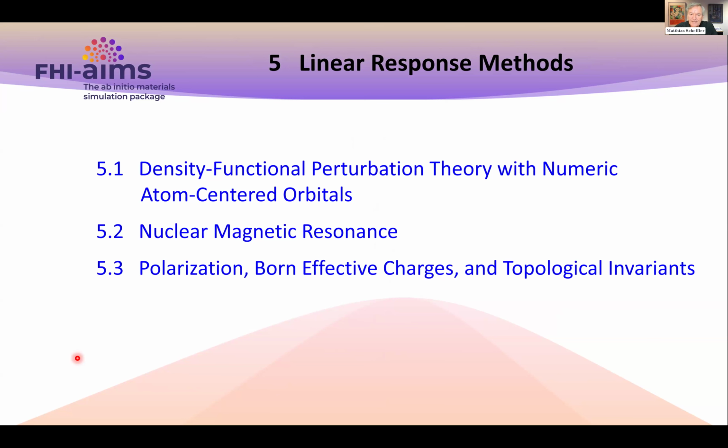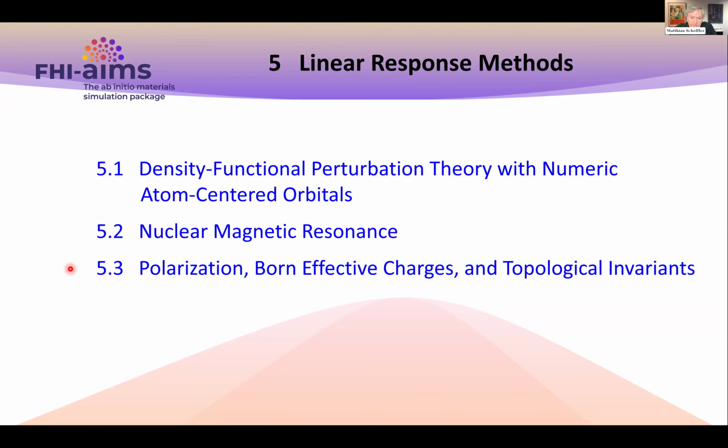DFPT can give access to a large variety of properties depending on different external stimuli that generate the perturbation. An incomplete list may include force constant matrices, phonons, molar polarizabilities, dielectric properties of solids, electron-phonon coupling, non-adiabatic matrix elements, also nuclear magnetic resonance shifts, and more. All this is described in the first 2 contributions of this chapter.